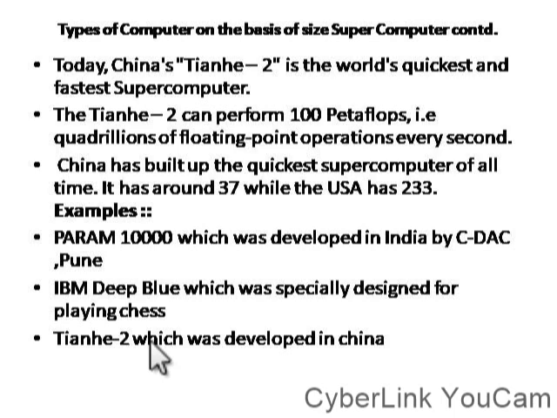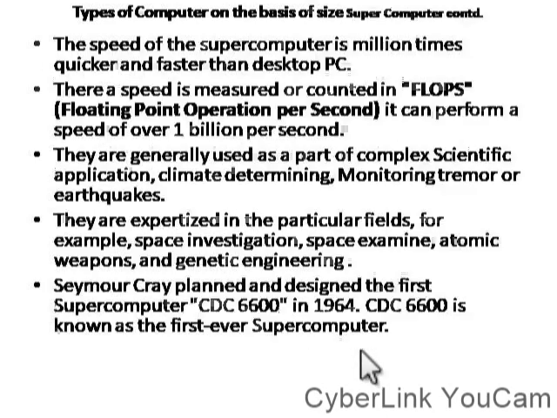Let us see some of the examples. Today China's Tianhe 2 is the world's quickest and fastest supercomputer, and it can perform 100 petaflops. China has built the quickest supercomputer of all time. It has around 37, while the USA has 233. India has also built a supercomputer called Param 10,000. IBM Deep Blue is also a supercomputer. It is designed for playing chess.